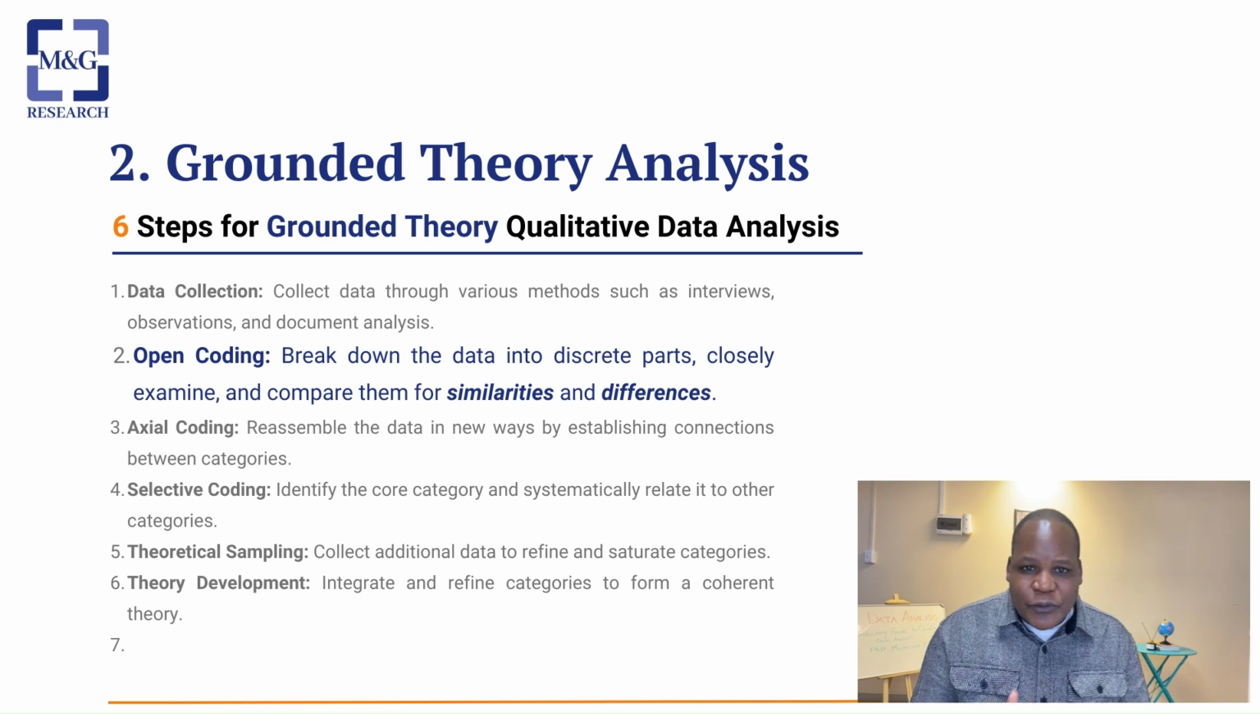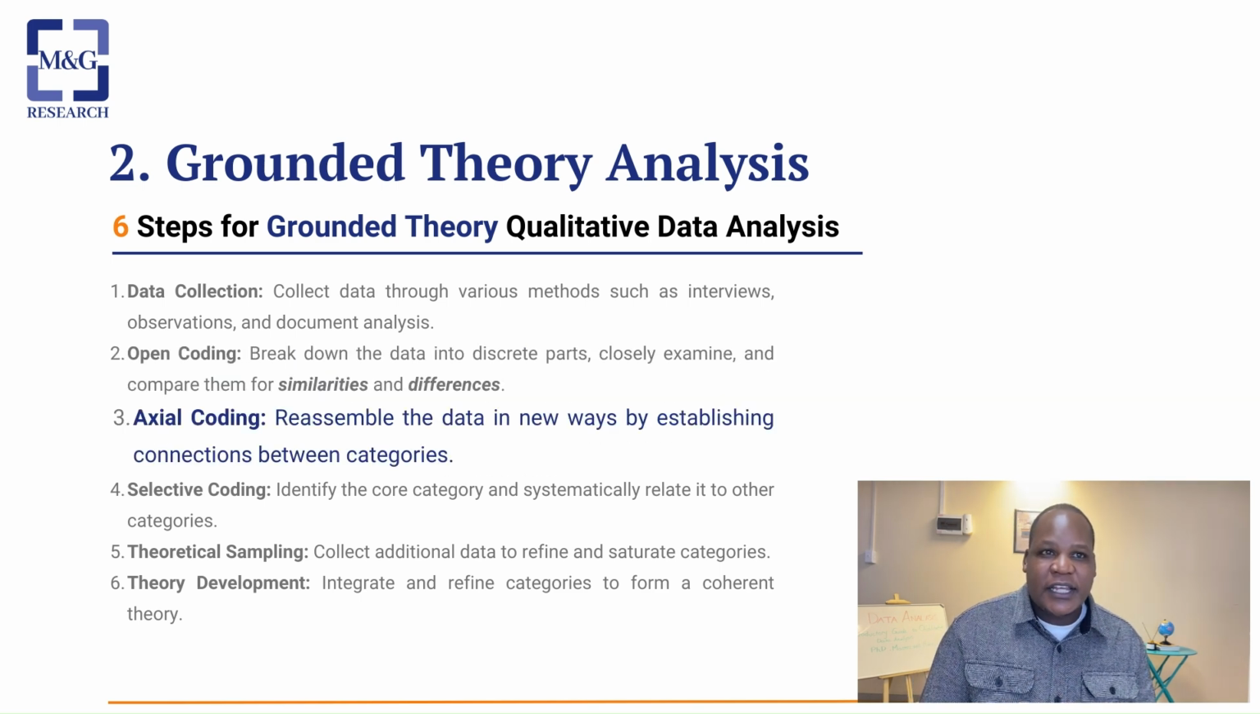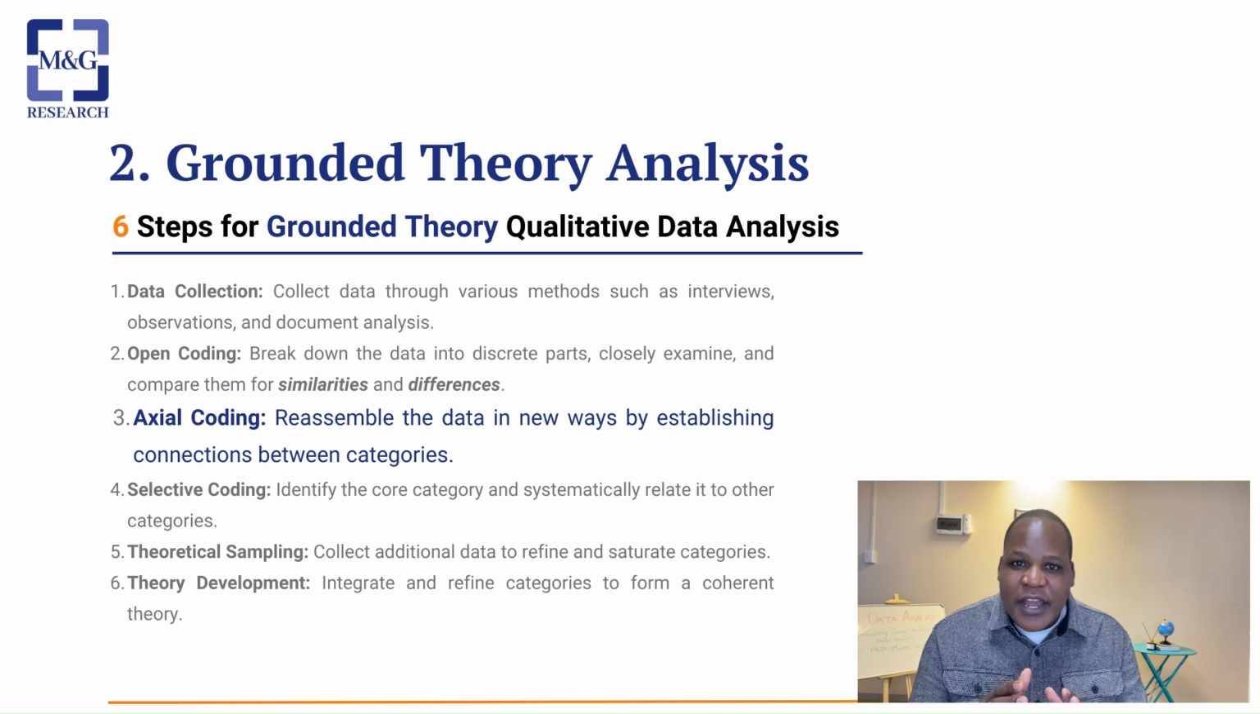And then when you come to the third aspect, which is axial coding, the purpose is to ensure that you reassemble the data in new ways by establishing connections between the categories. So the whole purpose of this step is to ensure that you are reorganizing the information in your own particular way. You show the relevant connections that exist between the categories that you established earlier during open coding.